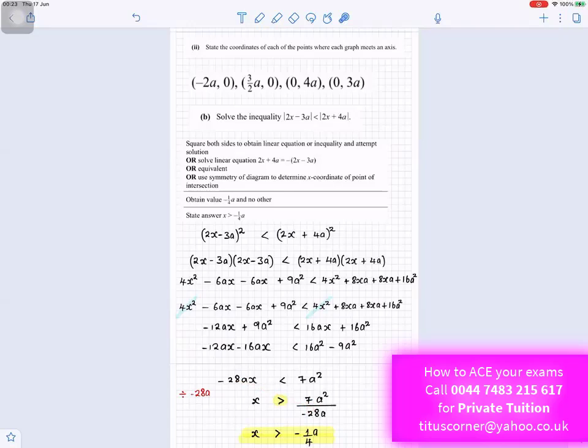And then when you divide by a negative, you change the sign. The sign changed from less than to greater than, because we are dividing by a negative. And when you simplify, 7 divided by 7 is 1, 28 divided by 7 is 4. You get minus 1 over 4. So x is greater than minus 1 over 4a.